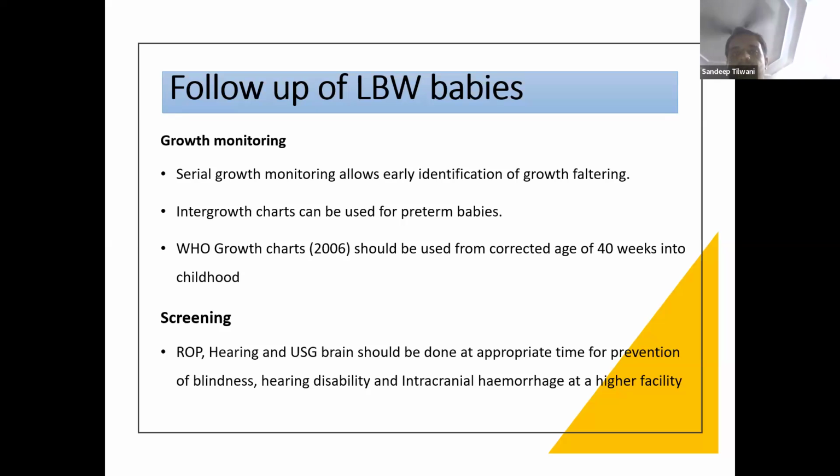These babies are at risk for neurological handicap and other handicaps like retinopathy of prematurity, deafness, or certain poor neurological outcomes. So they need to be screened for all the abnormalities from time to time. That is why, whenever they come for follow up, we should do ROP screening, hearing screening, and cranial ultrasound at regular intervals so as to prevent blindness or hearing disabilities.